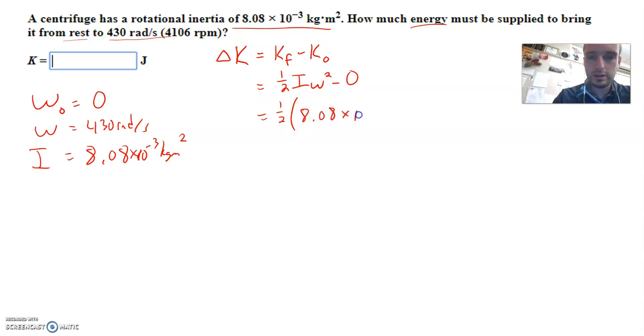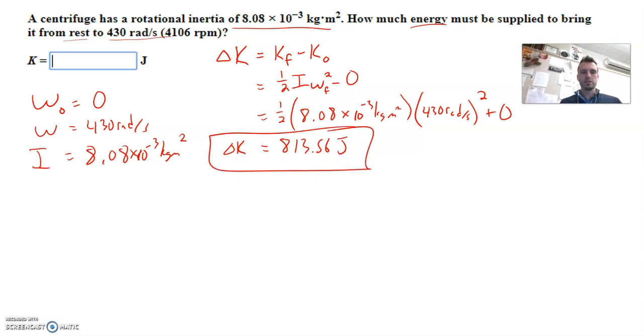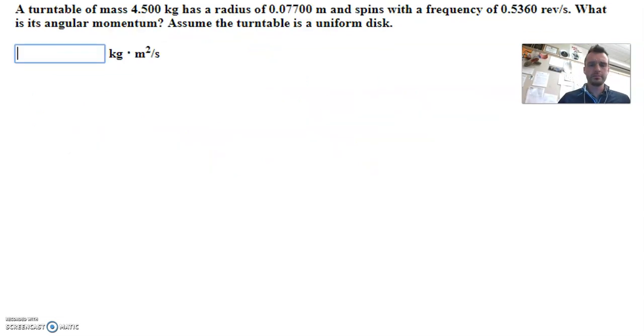So 8.08 times 10 to the negative 3 kilogram meters squared, and this is our final omega right here, 430 radians per second, but that gets squared, and of course there's no kinetic energy initially, so the overall change in kinetic energy would just be equal to the product of those three quantities. So let's go ahead and throw it in. 0.5 times 8.08 times 10 to the negative 3 times 430 squared, and that's going to get us a change in kinetic energy. How much energy must be supplied? 813.56 joules of kinetic energy must be supplied. So not so bad for that one either. Let's look at the next one.